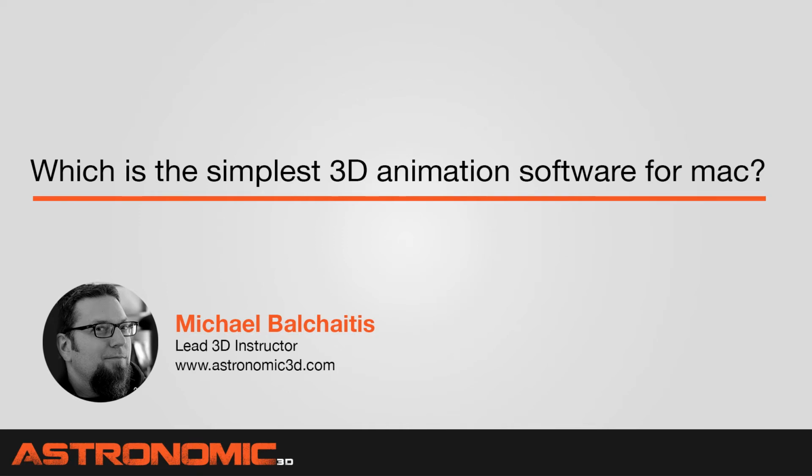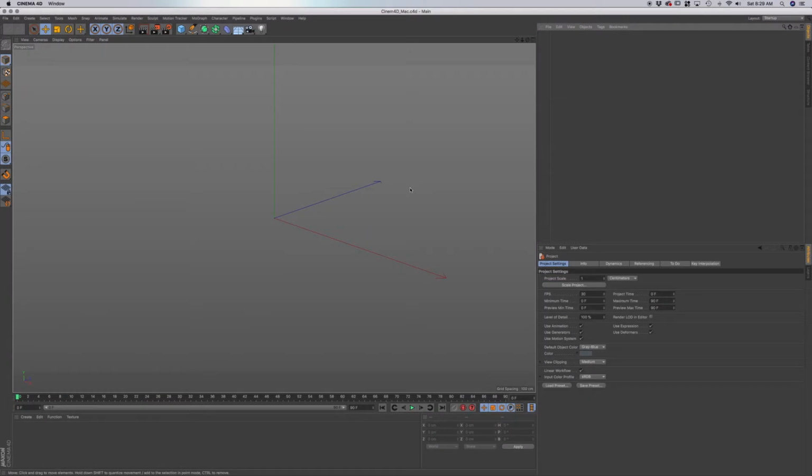Which is the simplest 3D animation software for Mac? Well, in my opinion, it's Cinema 4D. Cinema 4D is broken down into 4 modules. You can get Prime, which pretty much has the very basic core of components that you would need for 3D.